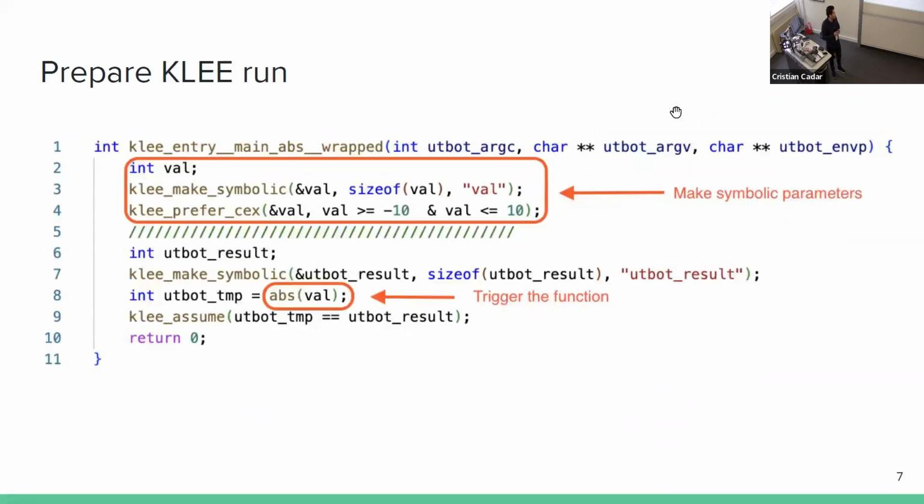So after UTBot learns the structure of the project, it fetches all the top-level function and type declarations, and it generates the KLEE entry points. That's an example of this one you can see here. And it generates them only for the functions you want to test, which you can define by the test scenario.